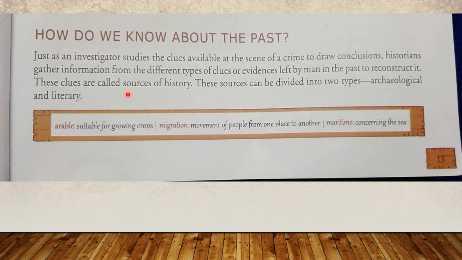These clues are called sources of history. You can underline this. These sources can be divided into two types: archaeological and literary sources. In Unit 3 you will be learning only archaeological sources, and in archaeological there will also be two parts, and then literary sources.